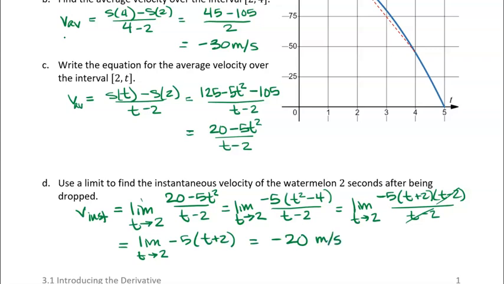Now if you remember back at the beginning of chapter 2, what we did was we just took values that got closer and closer. We looked at average velocity between 2 and 2.1, and 2 and 2.01, and 2 and 2.001. But now we don't have to do that. We can go directly to the answer by using a limit. And so our answer is -20 meters per second.